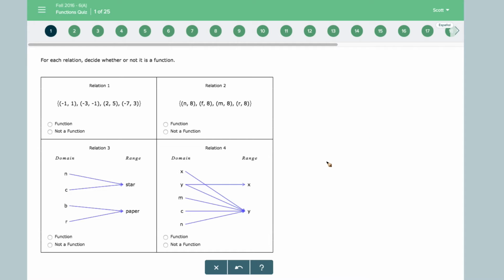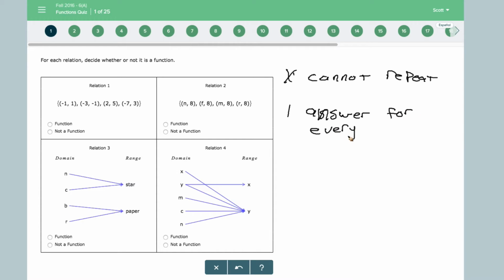To begin, number 1, it asks whether or not the relation is a function or not. For it to be a function, x's cannot repeat. Okay? So that's one of the things you need to watch for. The x's can't really repeat. The other thing is there can only be one answer for every x. Okay? Only one answer for every x.